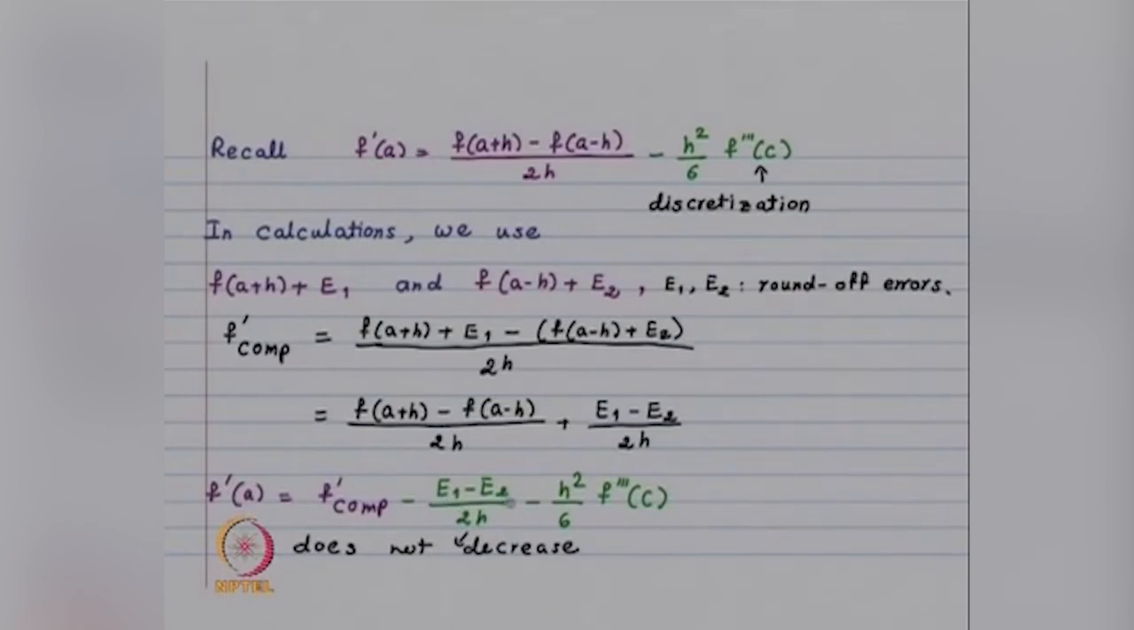There is no reason why they should cancel. They will increase and you are dividing by a small number. So, this term does not decrease, while the other term is going to tend to 0. So, this is the difficulty one faces. When you reduce h up to a certain stage, you will get better and better approximation, but after a certain stage, even if you reduce your h, instead of getting a better approximation, you will get a worse approximation.